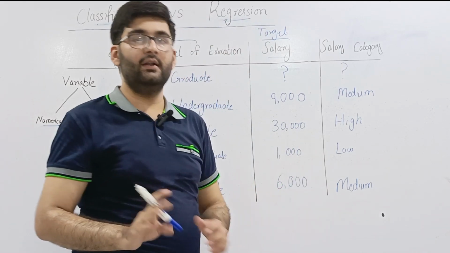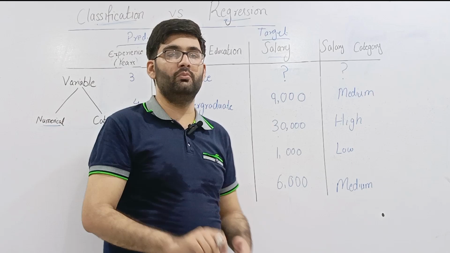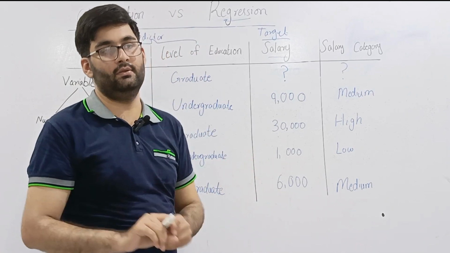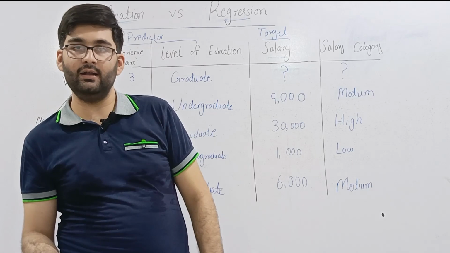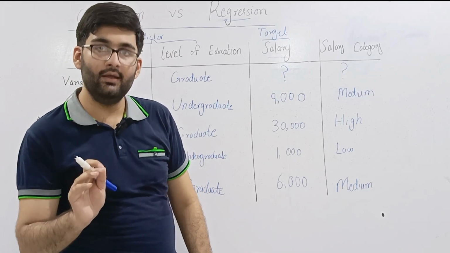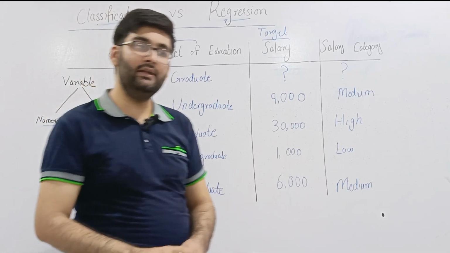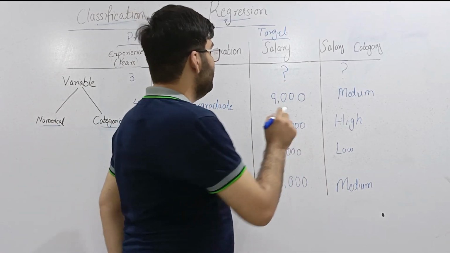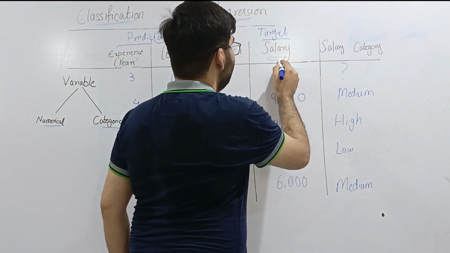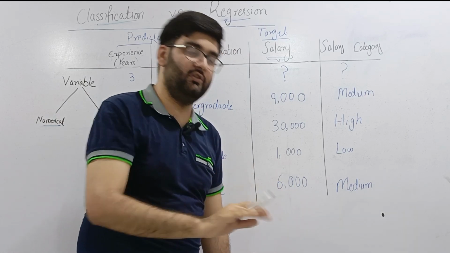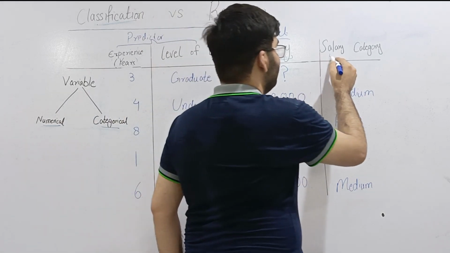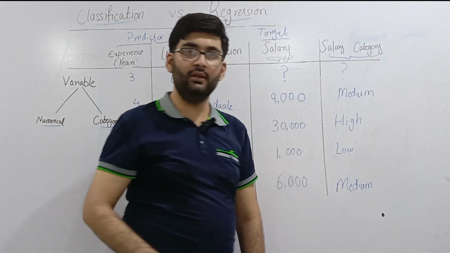So if our target variable is a numerical variable, then this is called regression. But if our target variable is not a numerical variable, then it is called classification. That means that if our target variable is the salary variable, then we are doing regression. But if our target variable is the salary category variable, then we are doing classification.